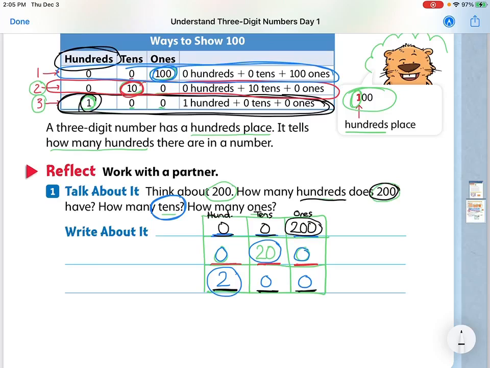All right, that does it for today's lesson. So I hope that you enjoyed it, and I hope you have a better understanding of what the number 100 means, and now what the number 200 means in tens, hundreds, and ones.